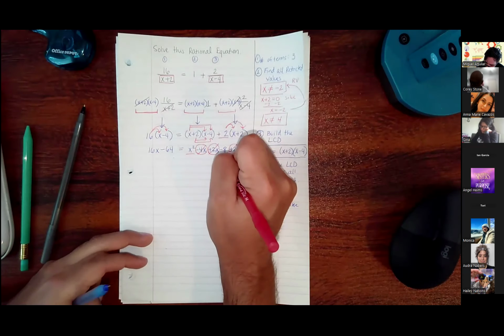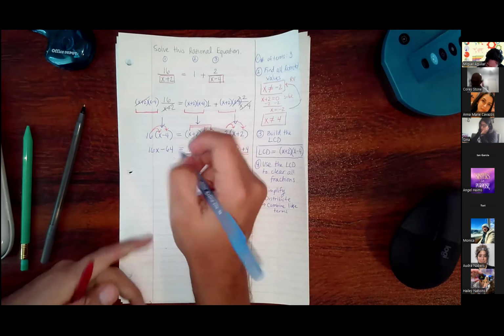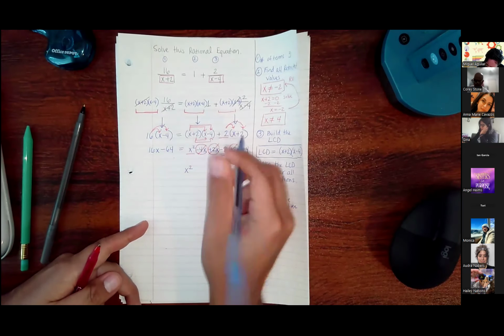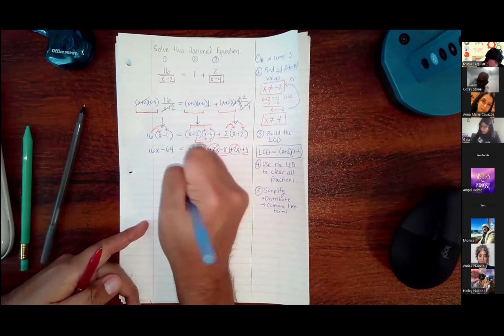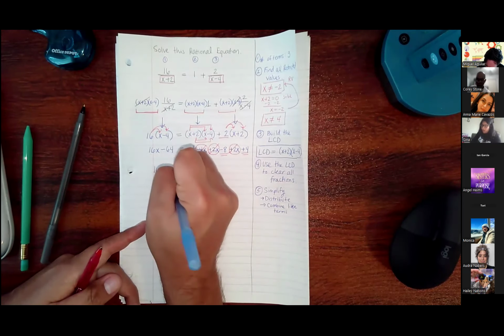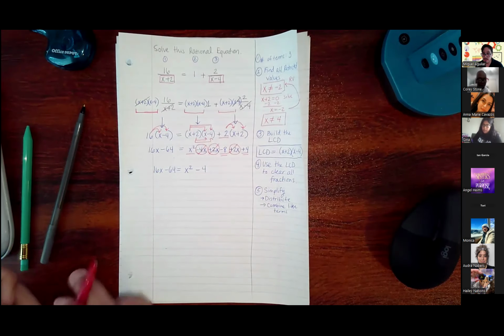Then we have a -8 plus a 4. So what I'm going to be left with is x squared, and then -8 plus 4 is a -4. And then I'll just bring my 16x and my -64 down as well. What kind of an equation is this?